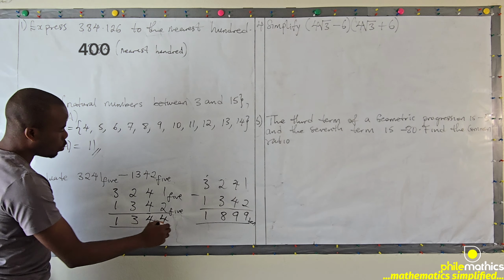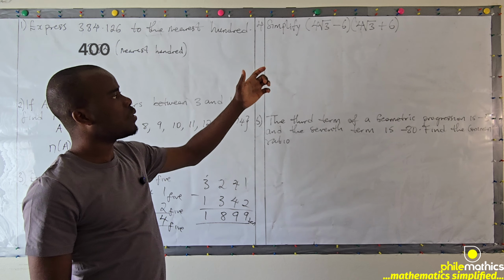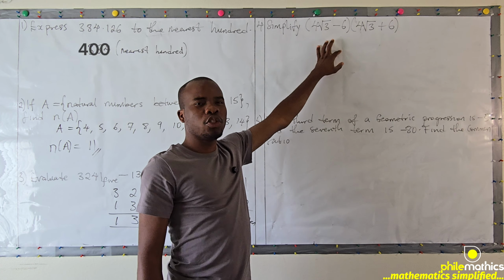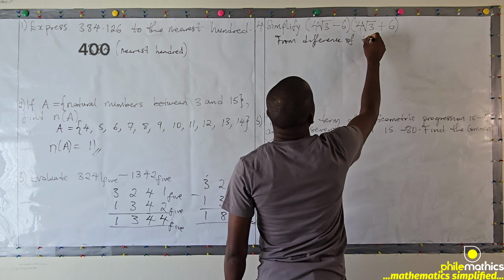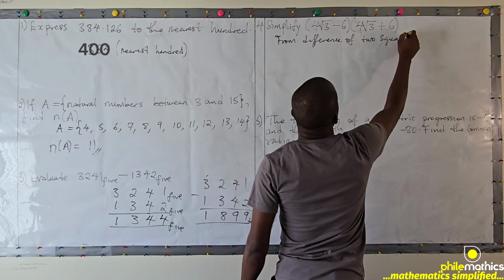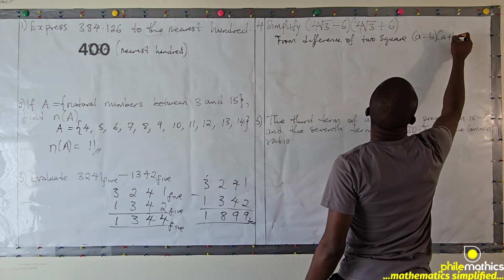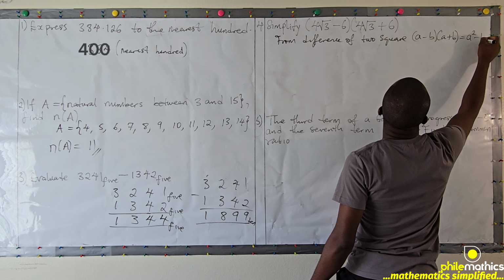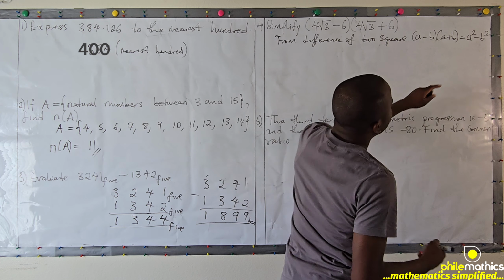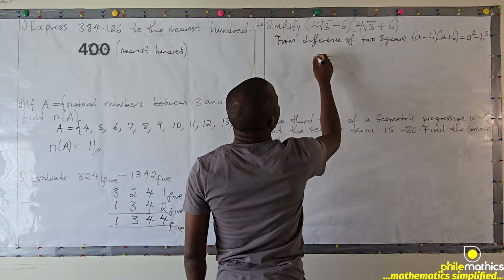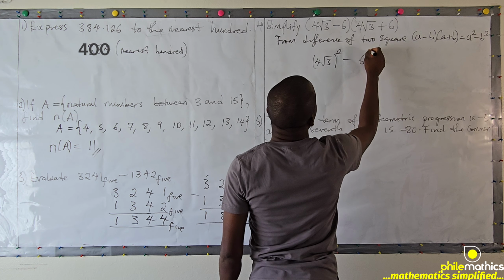Question 4 says, simplify (4 root 3 minus 6) times (4 root 3 plus 6). So what you should know here is difference of two squares. From difference of two squares, we know that (A minus B) times (A plus B) is simply A square minus B square. So we just simply apply this. This will be (4 root 3) all square minus 6 square.